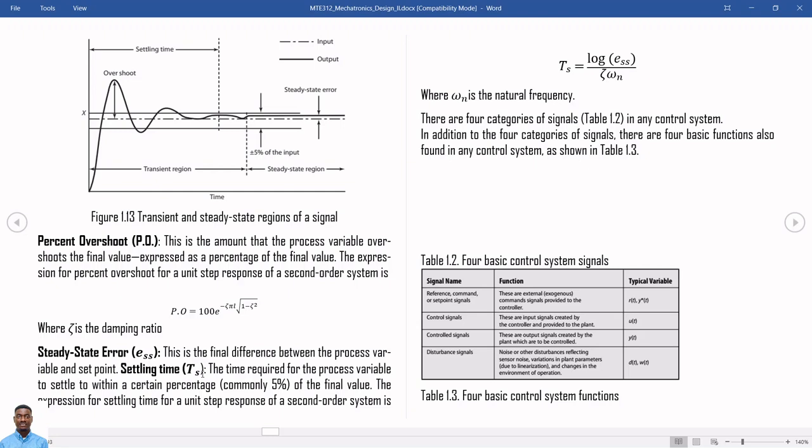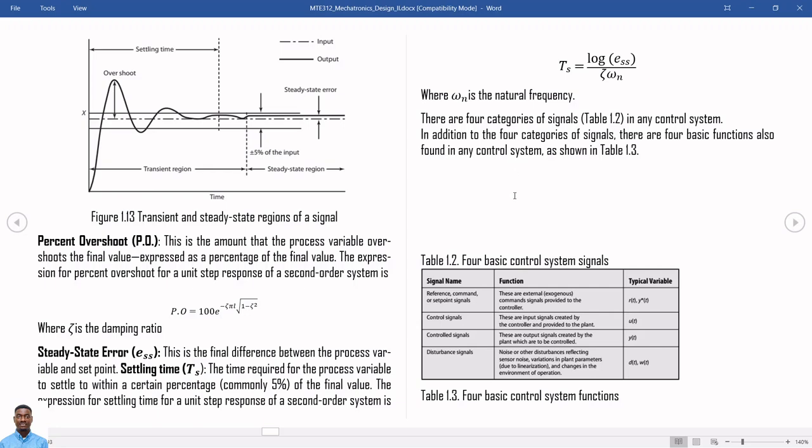Then also we have the settling time, TS. It is the time required for the process variable to settle to within a certain percentage, commonly 5% of the final value. That is what we call the settling time. The model is TS equals log of ESS divided by your damping ratio times WN, which is your natural frequency.